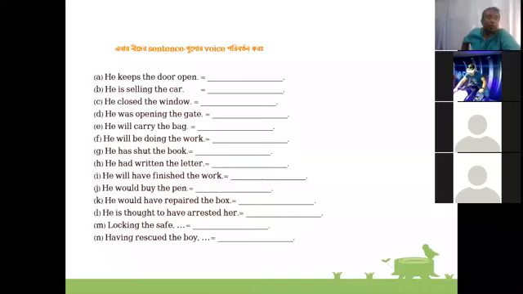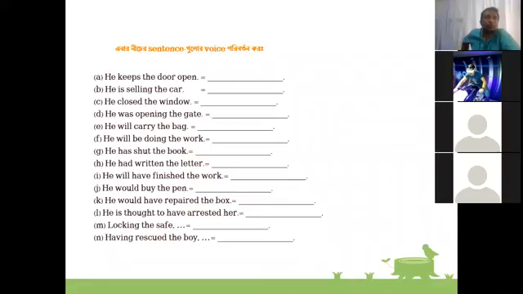He is thought to have arrested her. It is a tricky one. He is thought to have arrested her. To have arrested, perfect infinitive. To have arrested in the active structure. To have been arrested will be in the passive structure. Who can say? She is thought. Then what? She is thought.